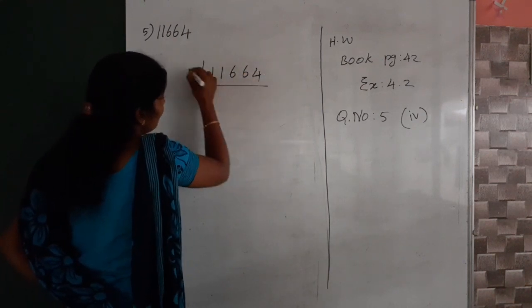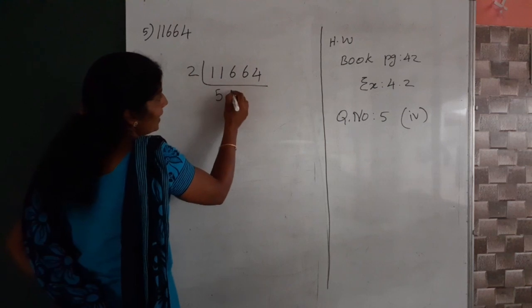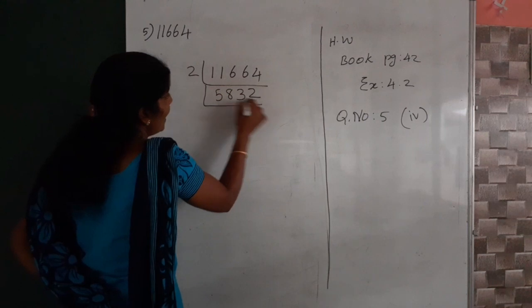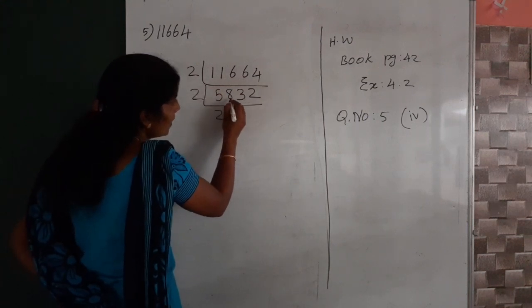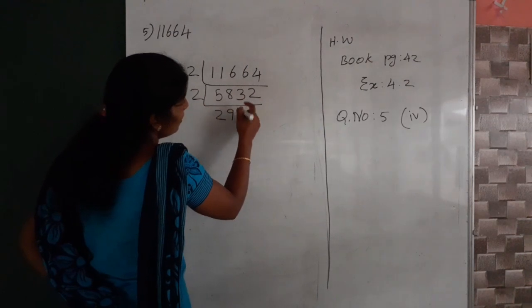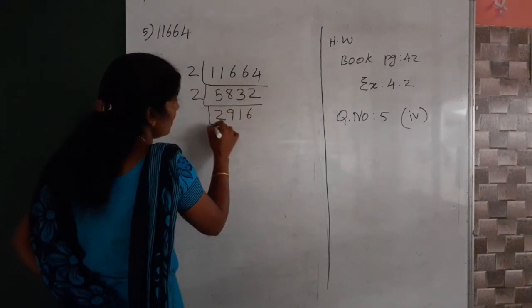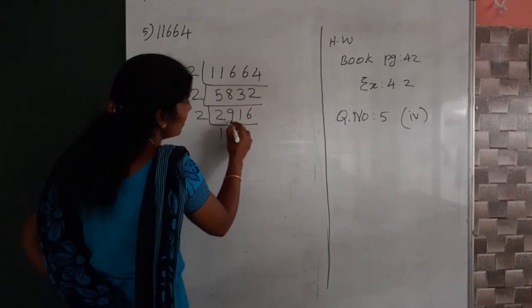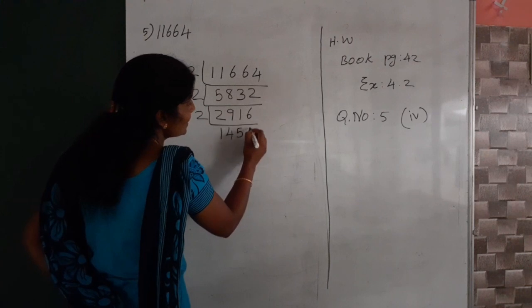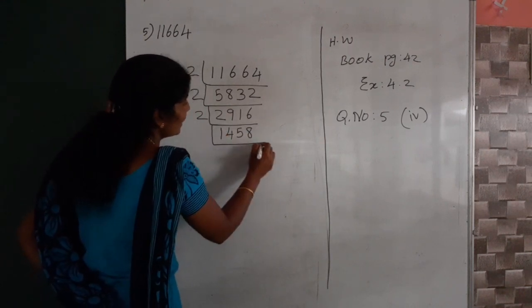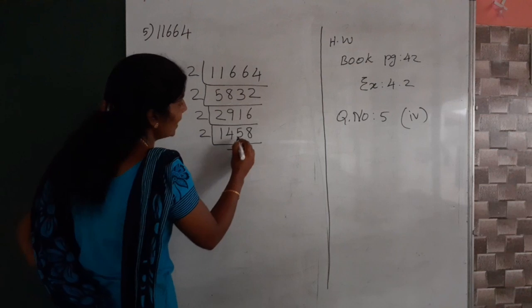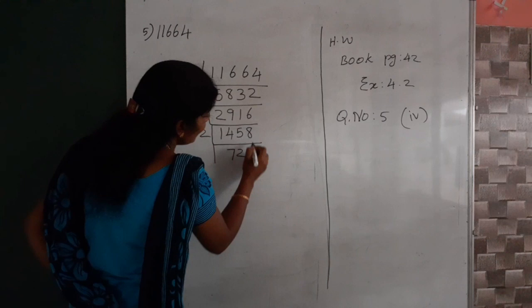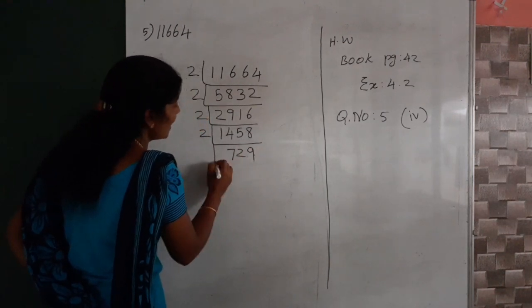11,664. Now 2 table. 5 2s are 10. Then 8 2s are 16. 3 2s are 6. 2 2s are 4. Again 2 table. 2 2s are 4. 9 2s are 18. Then 1 2 is 2. 6 2s are 12. Then 2 table. 1 2 is 2. 4 2s are 8. 1 balance. 5 2s are 10. 16. 8 2s are 16. Then 2 table. 7 2s are 14. 2 2s are 4. 4 2s are 8. 9 2s are 18, isn't it?